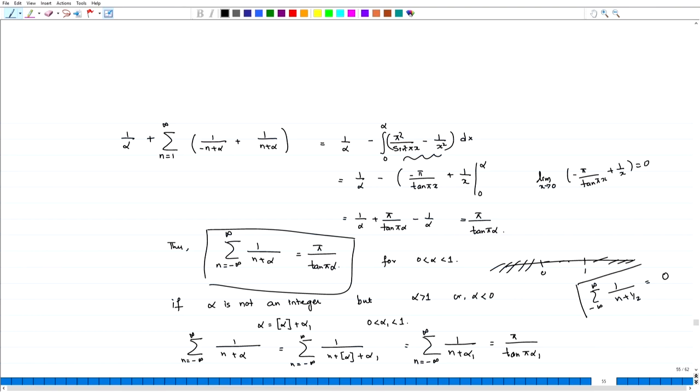So this periodization technique, which we have used to get 1 by (n plus alpha) square, and then by using that we have got 1 by (n plus alpha). So there are a lot more applications of this periodization technique in mathematics and in other sciences.